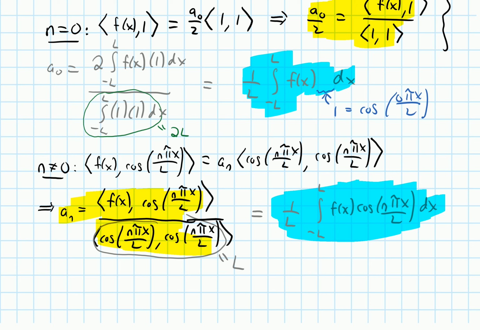So if we compare this to the formula that we had for a naught, it has the exact same form, except in a naught, just notice that there's nothing with the f of x because it's technically cosine of 0 pi x over L. And that has the same formula that we got here for a sub n when n was not 0.